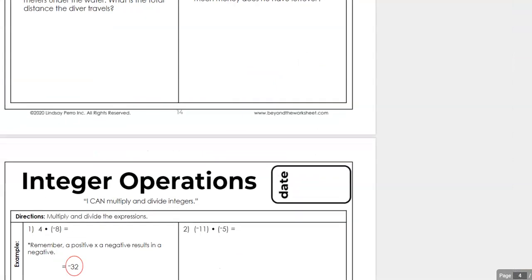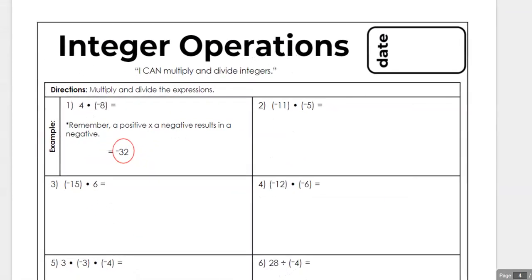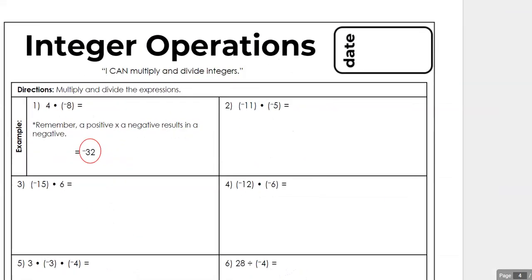Okay, let's go down to the bottom. Let's do this also. When you're multiplying, remember if the signs are the same, your answer is going to be a positive number. A negative times a negative is positive, and a positive times a positive is positive. Now, if they are different, your answer is going to be negative. If one is a negative and the other is a positive, your answer is going to be a negative.